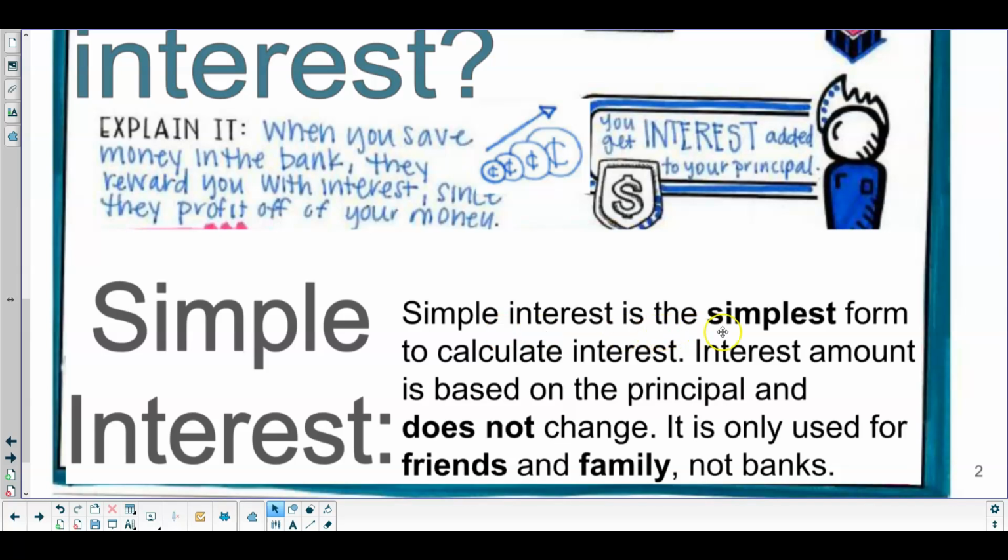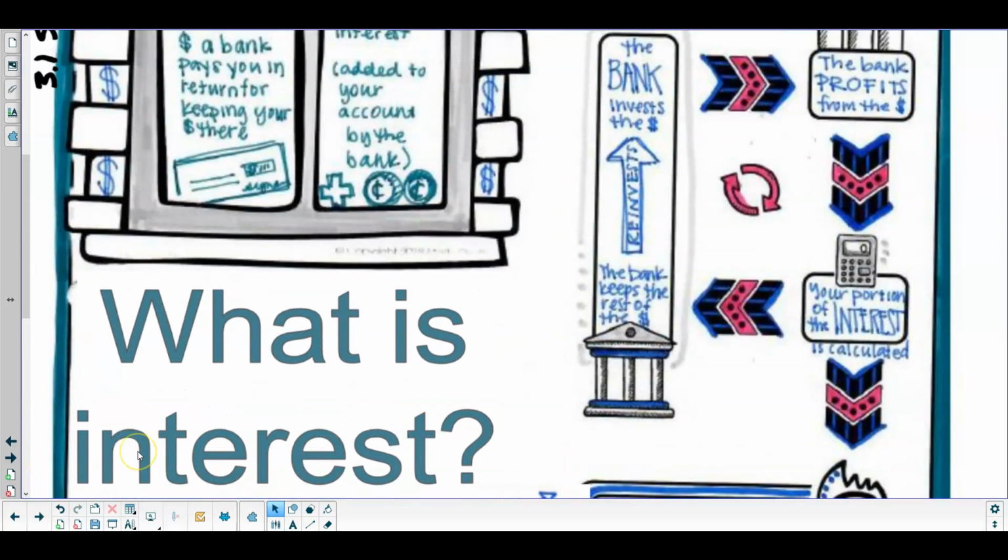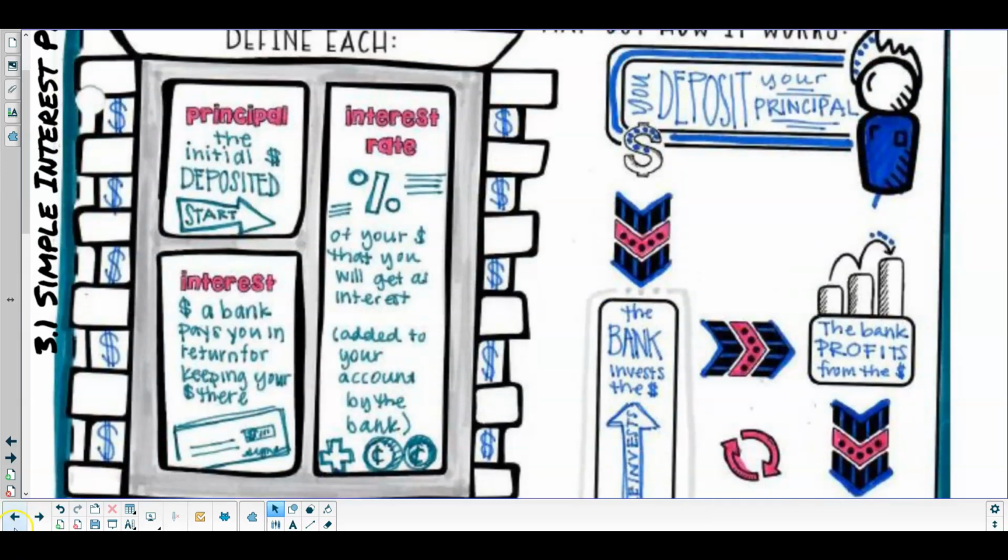Okay? Simple interest is the simplest form to calculate interest. The interest amount is based on the principal and does not change. Basically, you will never get simple interest from a bank. The only time you're ever going to see simple interest is if you borrow money from maybe family or friends, but it's never going to be something the bank does. Okay, so go ahead and pause for a moment if you need to. Go back up, take a look at those, and write those in.